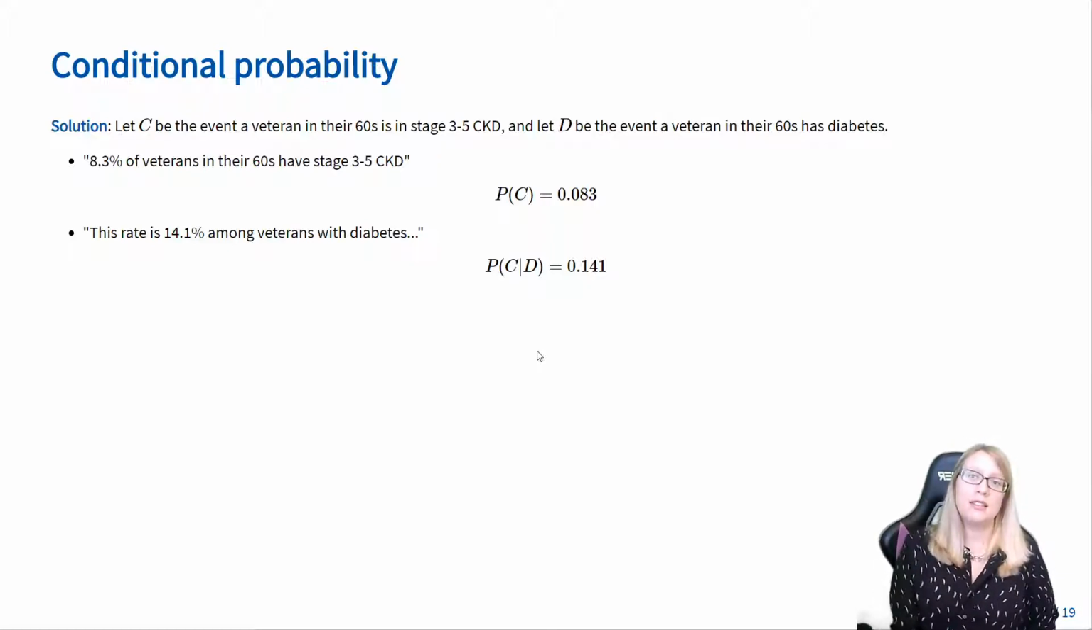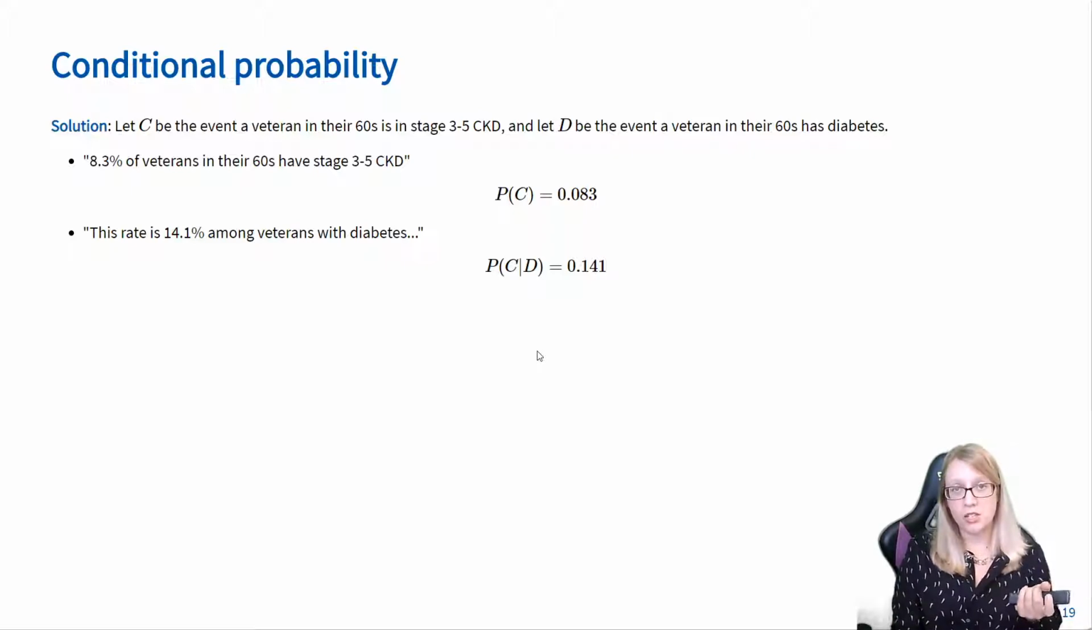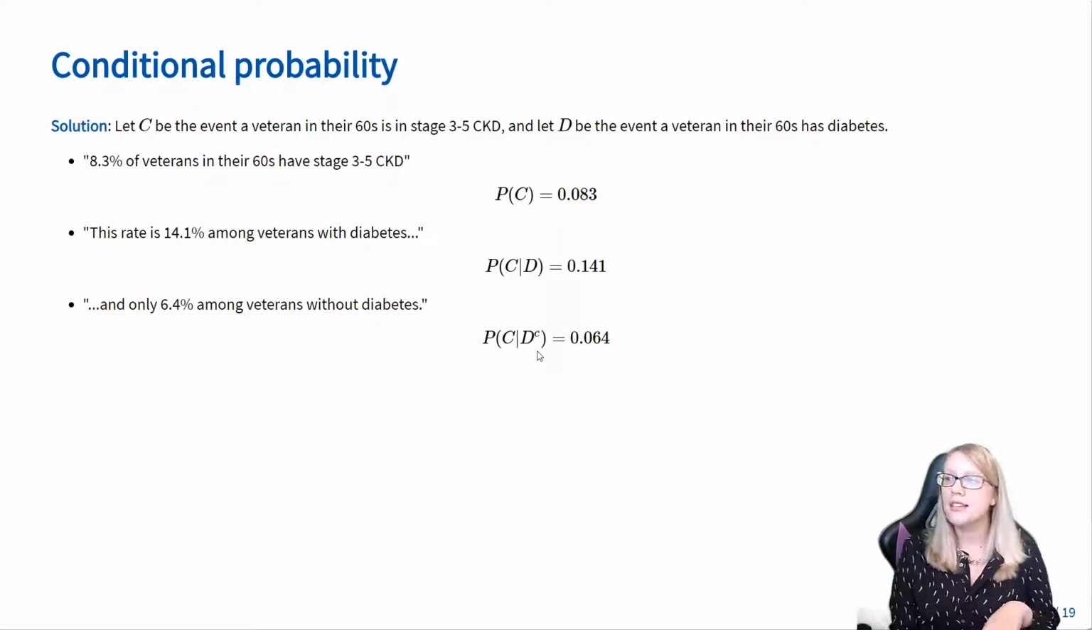The next statement, this rate is 14.1% among vets with diabetes. Now that is a conditional statement. We are conditioning or limiting ourselves here only to those vets with diabetes. So here we're referring to the probability of C given D. The next statement, only 6.4% among vets without diabetes. Now we are again conditioning, but we're conditioning on something a little different. We're now limiting ourselves to only those vets who do not have diabetes.